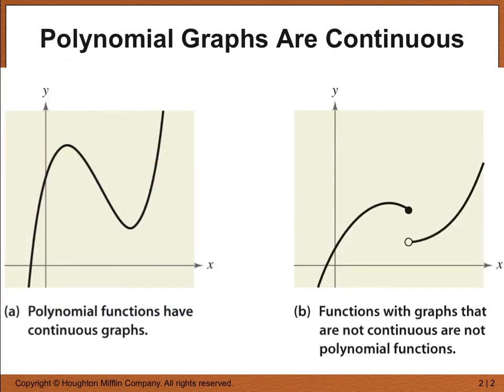Polynomial graphs are continuous. This is one thing that you need to keep in mind about the graphs of polynomial functions. They have continuous graphs. There's no interruption in them, no discontinuity. Notice that this graph on the right is discontinuous, so it can't be a polynomial.